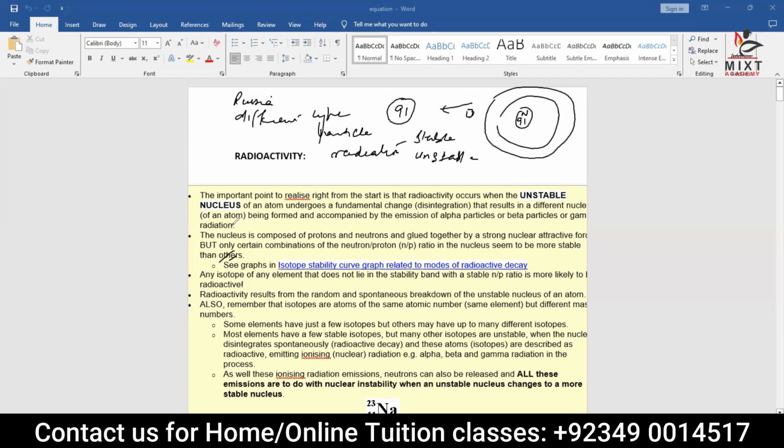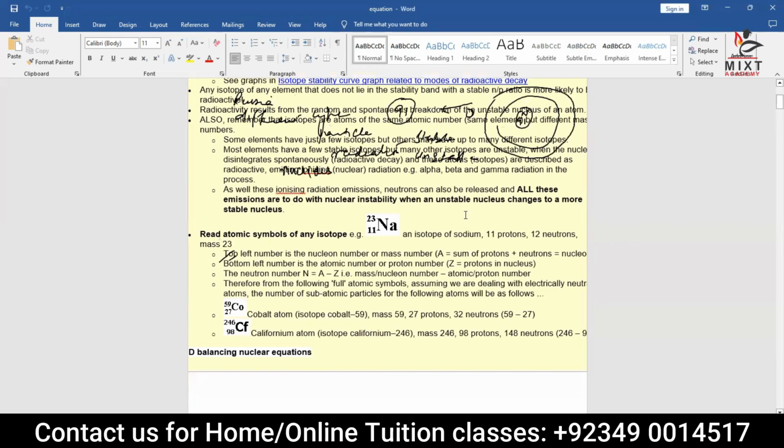Next bullet point: those nuclides which perform radioactivity are called radioactive materials.